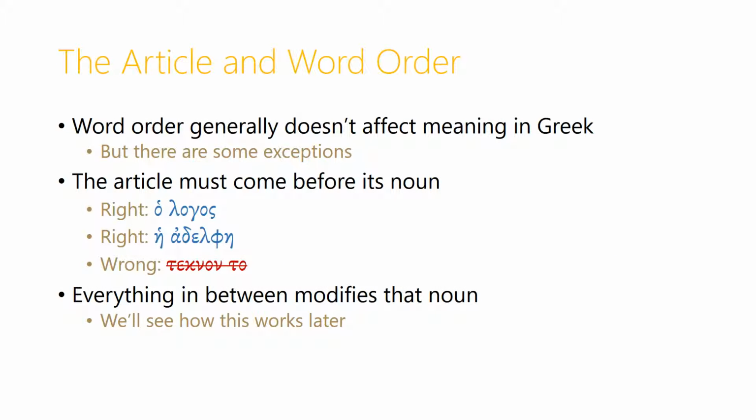Word order generally doesn't affect meaning in Greek, but there are a few exceptions, and the article is one of them. The definite article, if it's going to be present, has to come before its noun. So it's correct to say ha logos, it's correct to say he adelphe, but it would be wrong to say teknon ta. You have to say ta teknon.